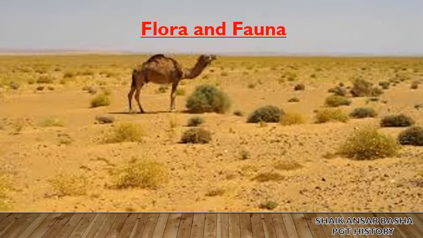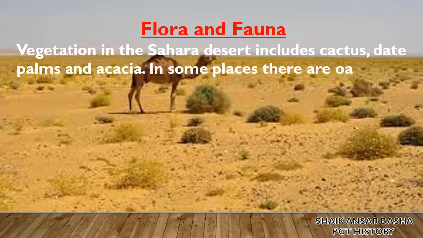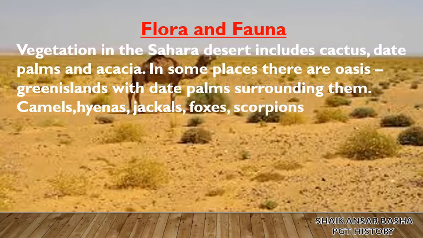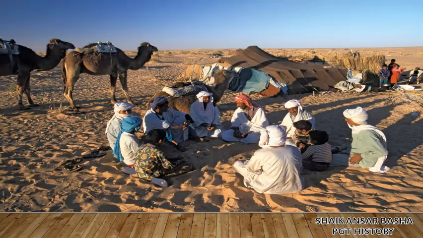Flora and fauna. We can find very rare flora and fauna here. Vegetation in the Sahara Desert includes cactus, date palms, and acacia. In some places, there are oases, green islands with date palms surrounding them. Camels, hyenas, jackals, foxes, scorpions, many varieties of snakes and lizards are the prominent animals, specialized species living there.